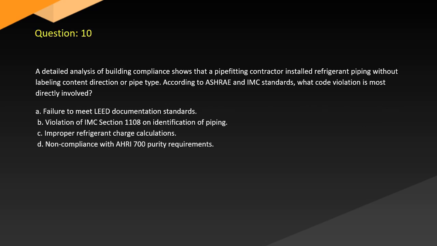Question 10. A detailed analysis of building compliance shows that a piping contractor installed refrigerant piping without labeling content, direction, or pipe type. According to ASHRAE and ICC standards, what code violation is most directly involved? A. Failure to meet lead documentation standards. B. Violation of ICC Section 1108 on identification of piping. C. Improper refrigerant charge calculations. D. Non-compliance with AHRI 700 purity requirements.